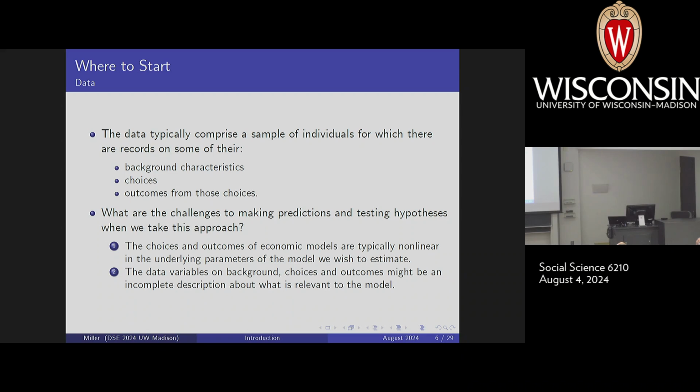So where do we start? Where do we start thinking about these structural econometric models? Basically, you've got a bunch of data with background characteristics, choices they make, outcomes from those choices. What kind of challenges do we have in thinking about using the data to create something useful that people will pay us for?